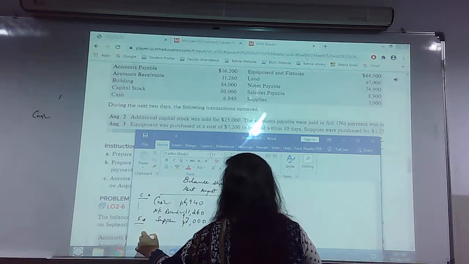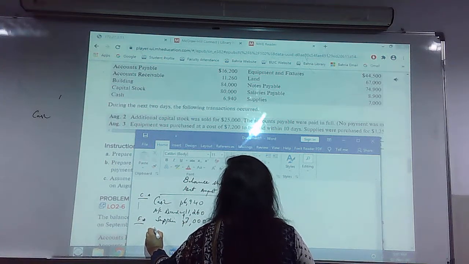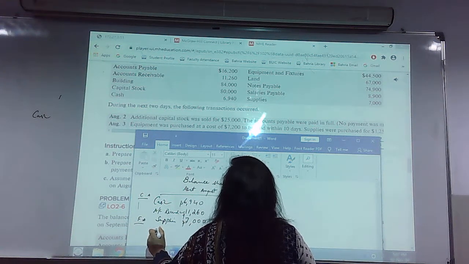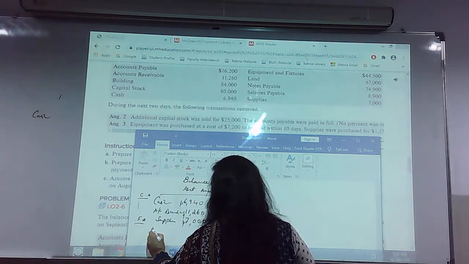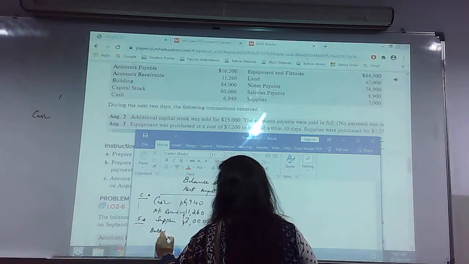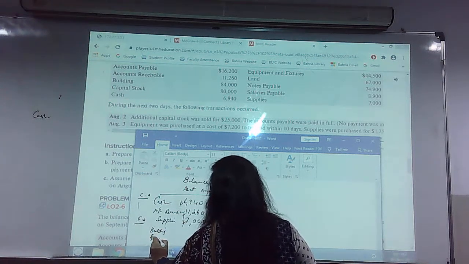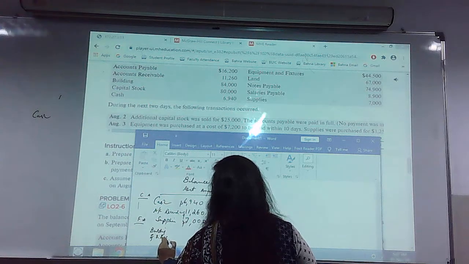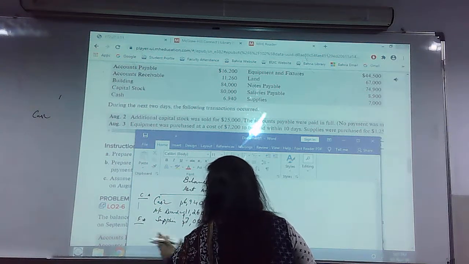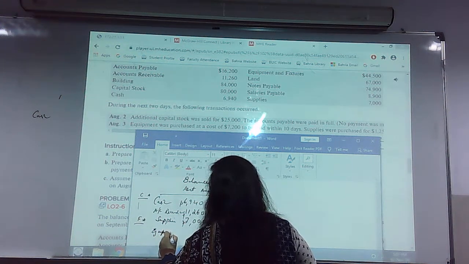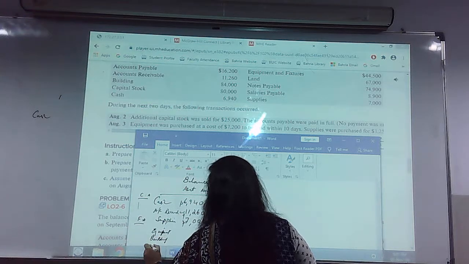Then we have fixed assets, as in equipment and building. Okay, so first of all, if I have building, then equipment and fixtures. You can also have equipment first, building later. Let's just write equipment first: equipment, building, plant and machinery.